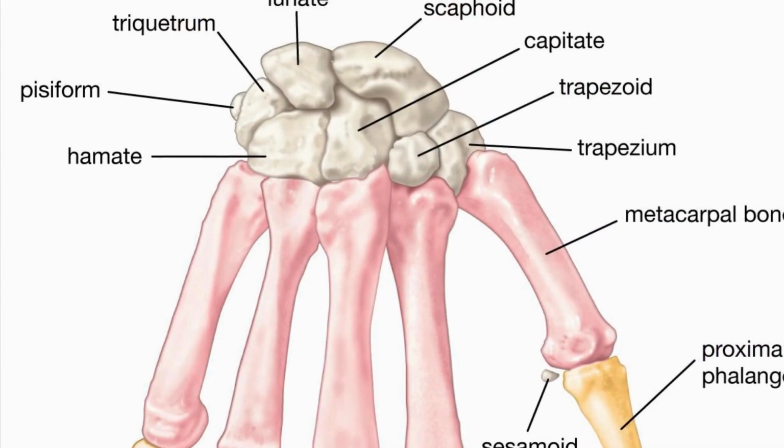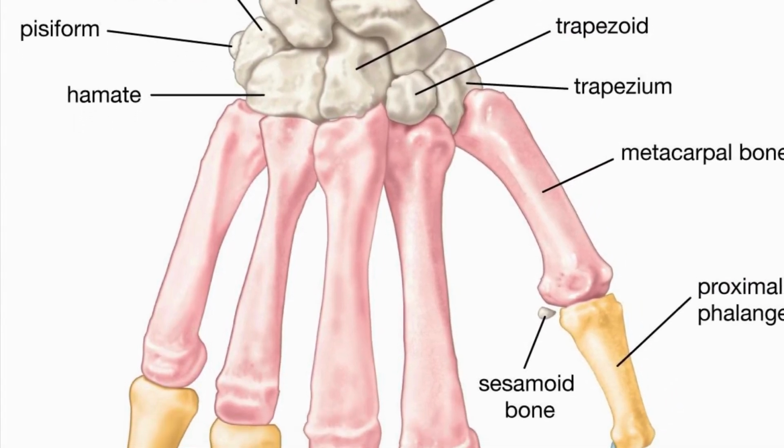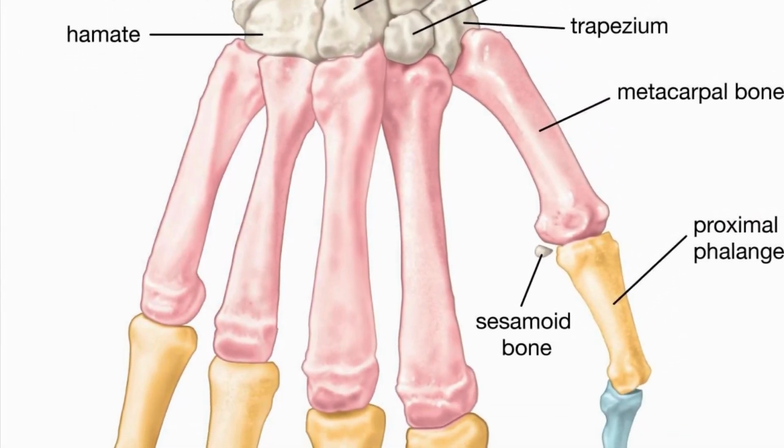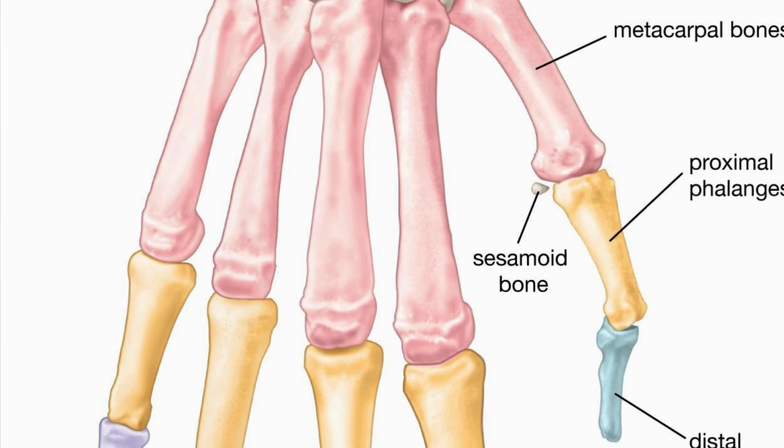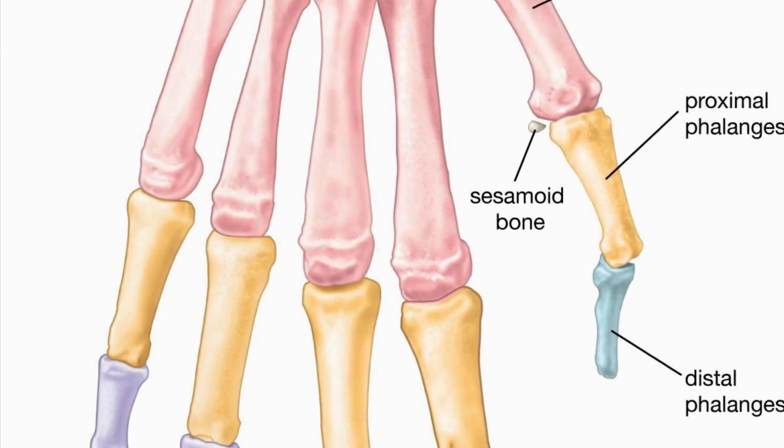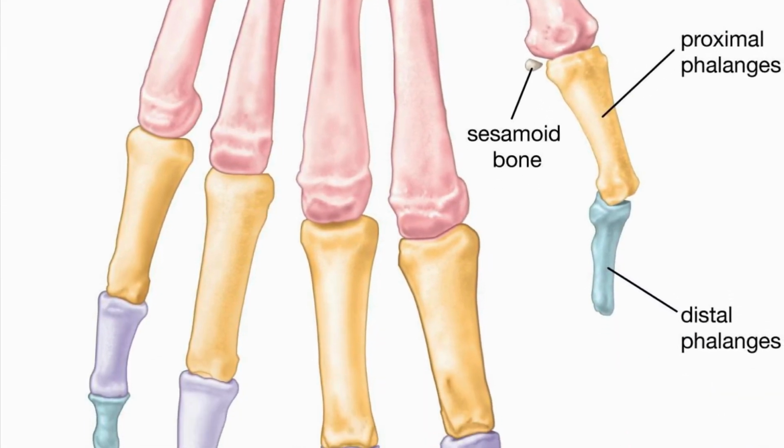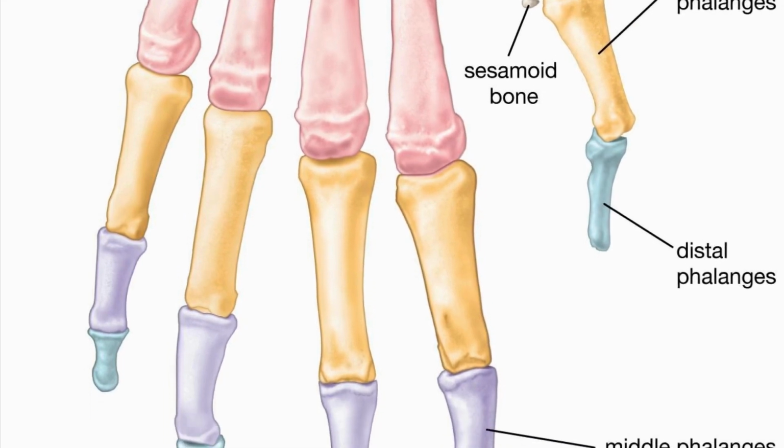There are 8 carpals. The metacarpals are what make up your palm, and there are 5. Attached to the metacarpals are the phalanges that make up your fingers. There are 14 phalanges, and they can each be classified as proximal, middle, or distal.